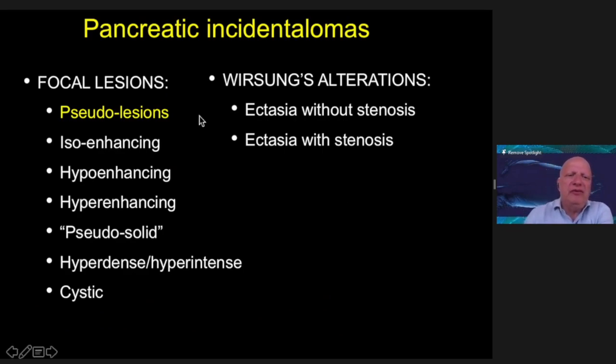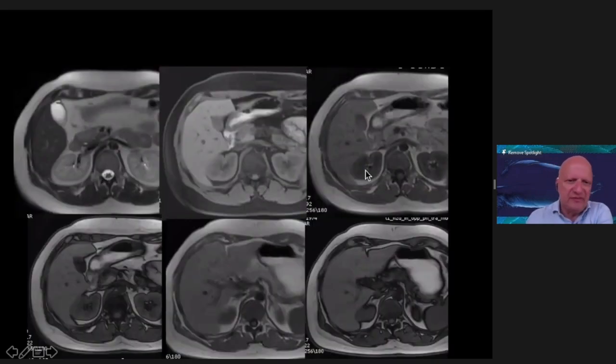We can have focal lesions, we can have a visceral alteration, and among focal lesions, we can have pseudo lesions or hyperenhancing masses, pseudo solid lesions, hyperdense or hyperintense lesions, cystic lesions. Among the visceral alterations, we can have ectasia without stenosis or ectasia with stenosis.